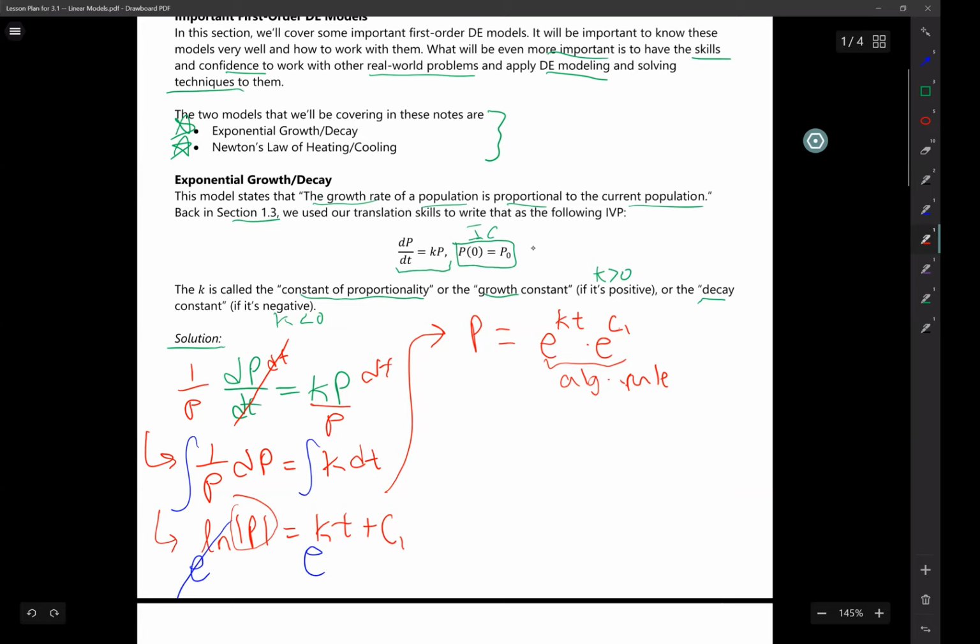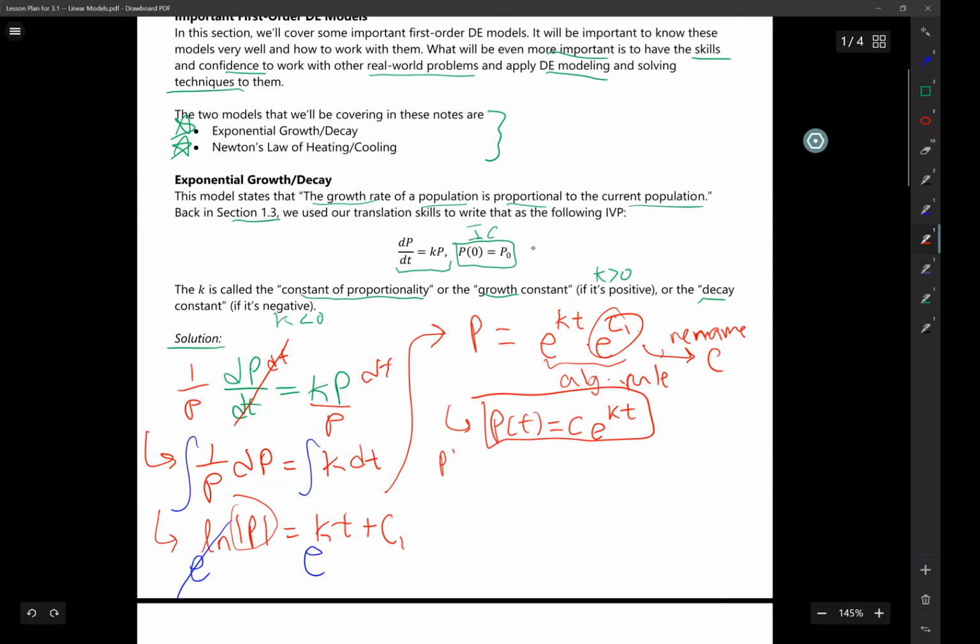But we can just rename this as just C. And then you get the actual solution, which is going to be P of T is equal to C e to the KT. And that's why it's called exponential growth.